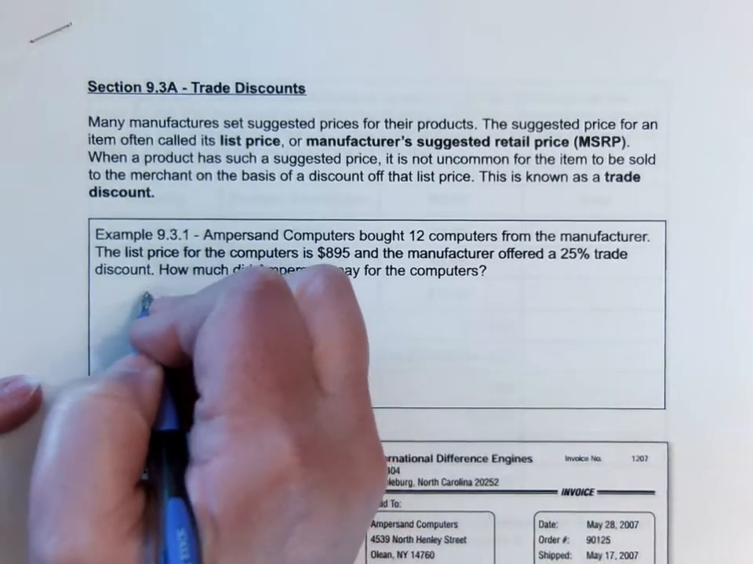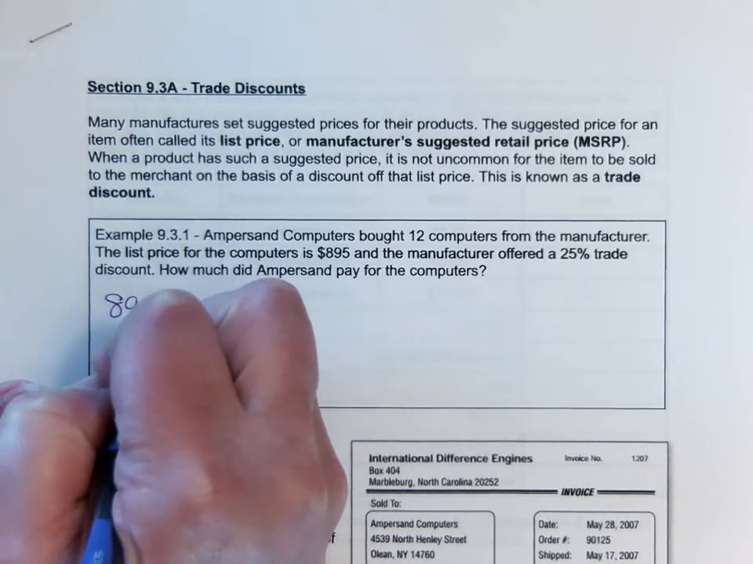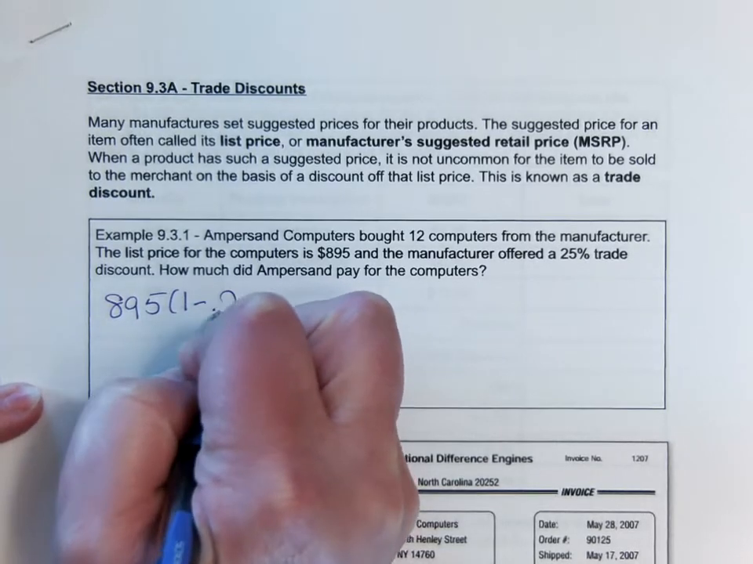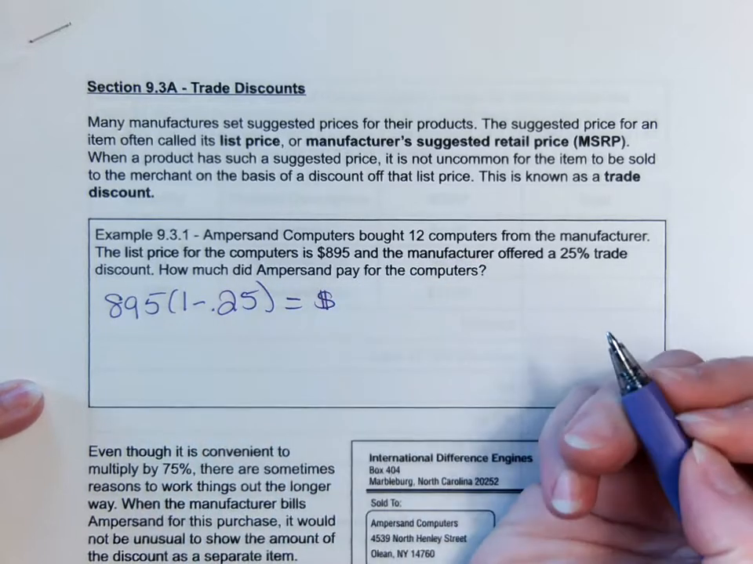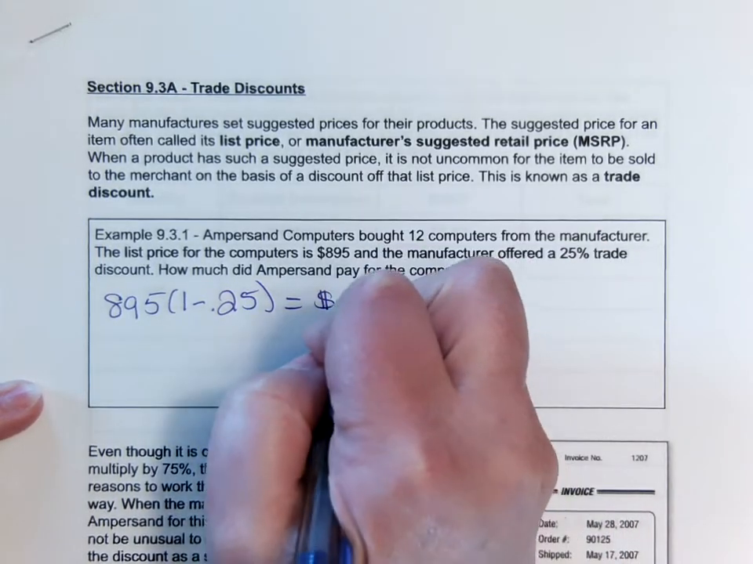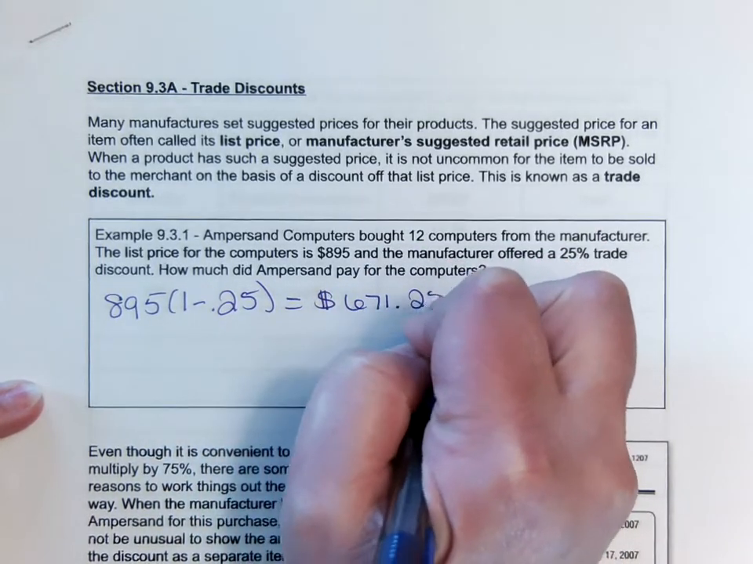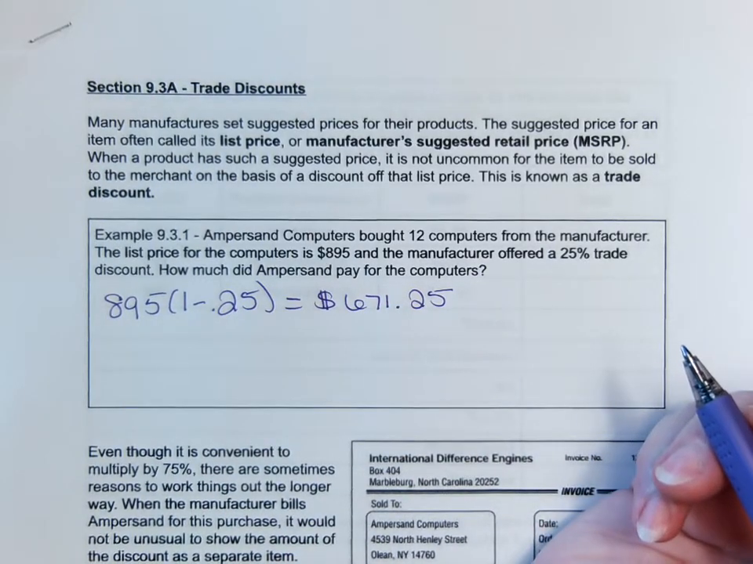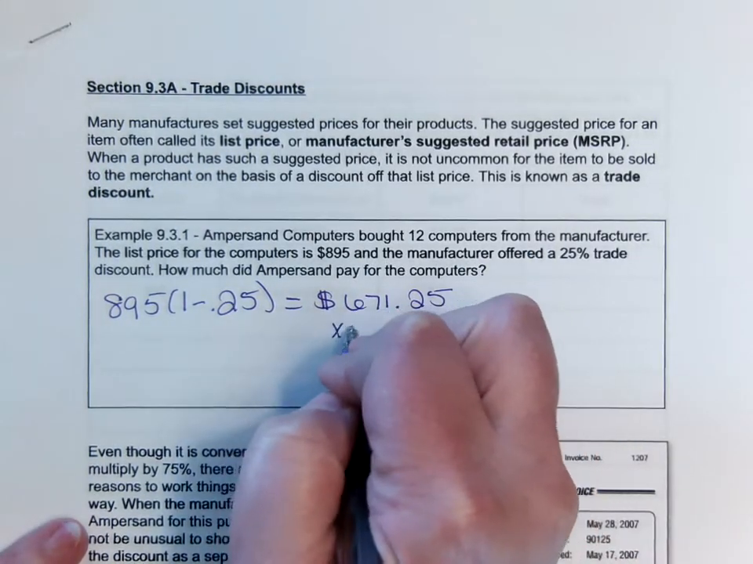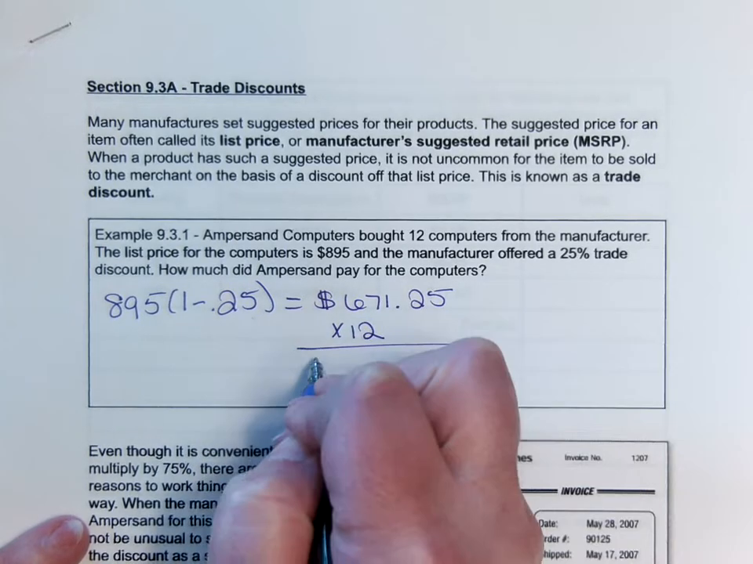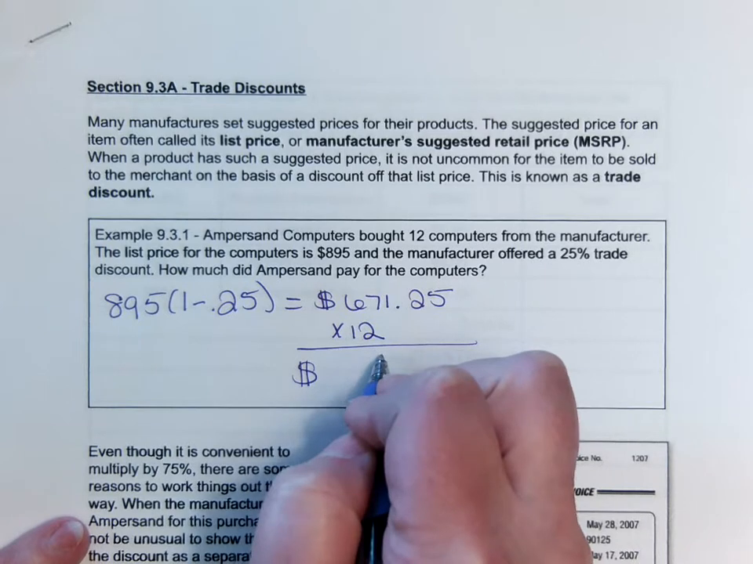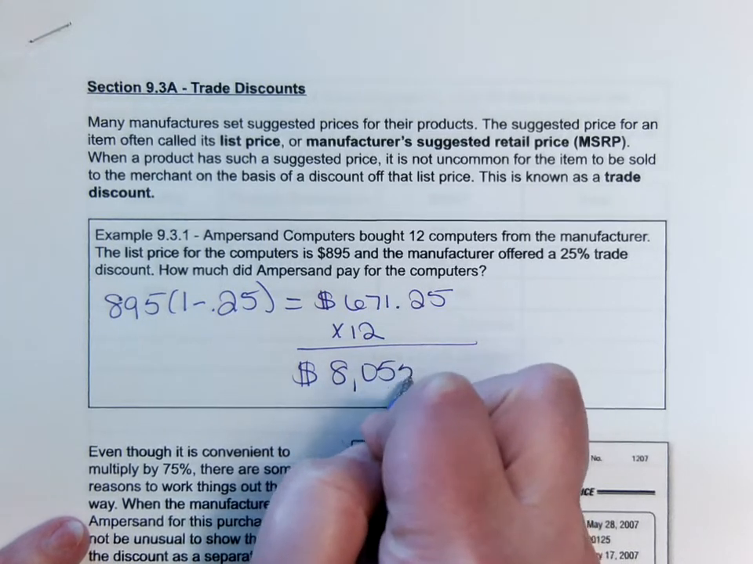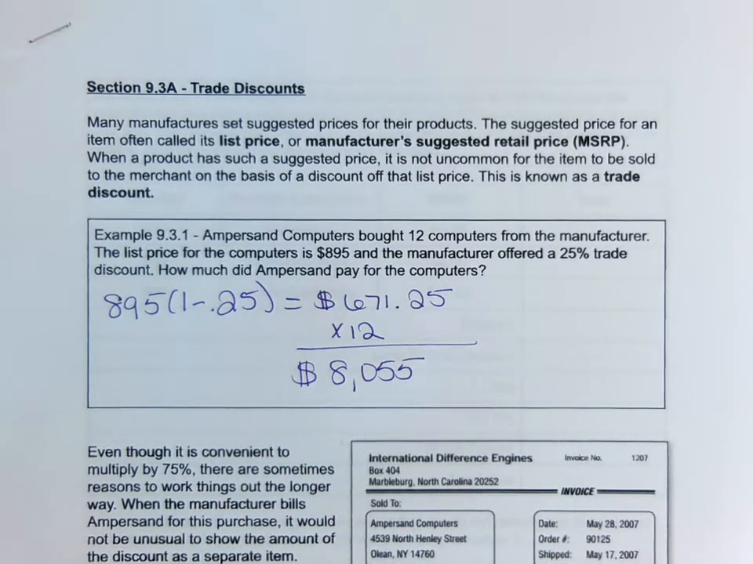So we do it the exact same way as we were doing discount. So 1 minus our 0.25, and that is going to give us a trade discount price of $671.25. And because they're buying 12 of them, we'll multiply that by 12. And their purchase of the 12 computers comes to $8,055. Obviously, they're going to turn around and sell these for even more money.